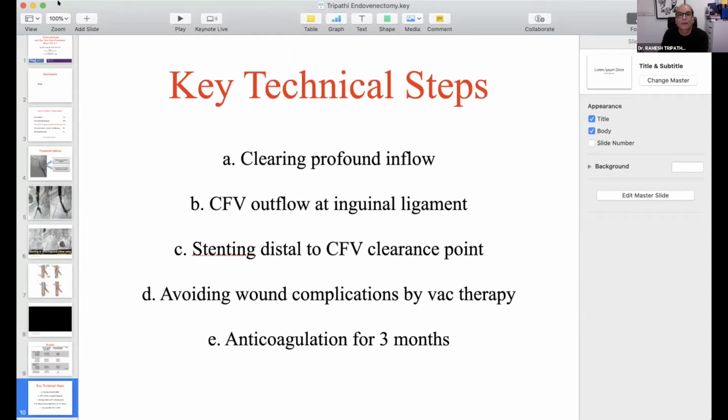Steve, you there? I'm here. I'm back now. That was an excellent presentation, Ramesh. Thank you. I got you specifically to talk about that because I think out of anyone in Australia and New Zealand, you've probably got the most experience with endophlebectomy on this side of the planet anyway.